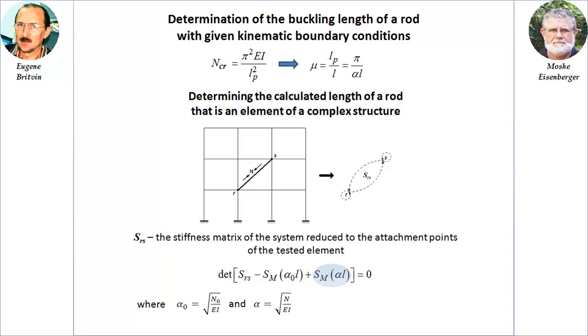Thus, the problem of determining the calculated length of the element Rs will be reduced to solving the equation relative to the parameter alpha. Here Sm of alpha 0L is the matrix of unit reactions of the element Rs at the current value of the longitudinal force N0.